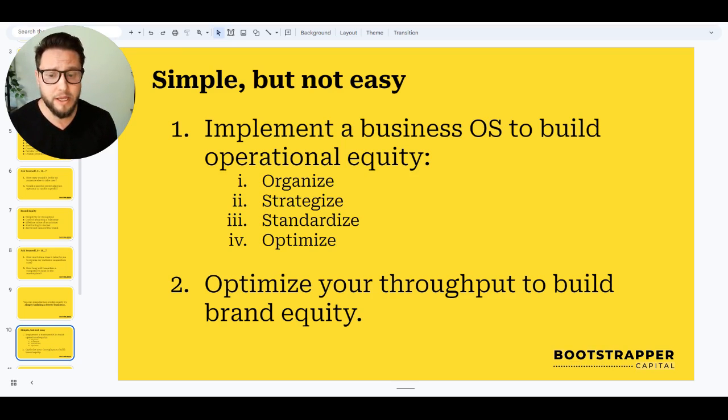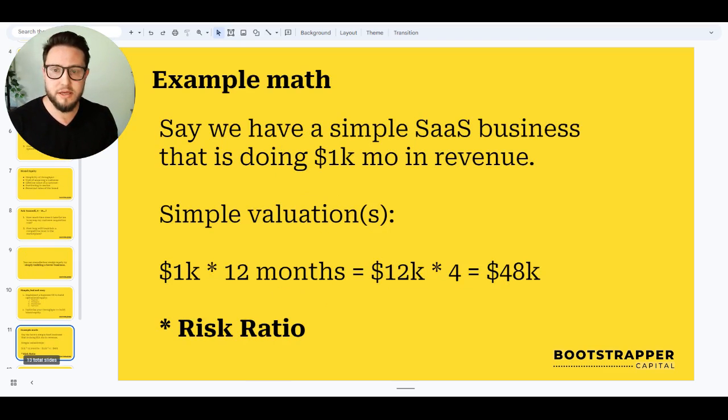And there's a why behind it, right? The second thing that we focus on is to optimize your throughput, and that's to build brand equity, to accomplish the things that go into building brand equity. And there's math behind it. There's a why behind this stuff. So let's use an example.